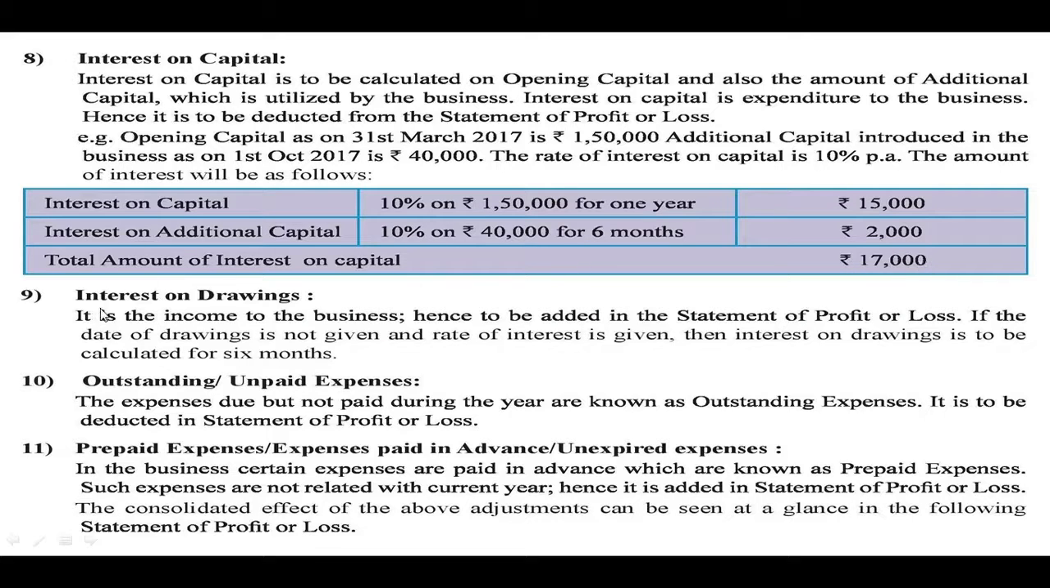Then next is interest on drawings. Interest on drawing is the income for the business. So it is to be added in the statement of profit. Now sometimes the date of drawings is not given in the question. At that time we have to take the interest on drawings for 6 months.